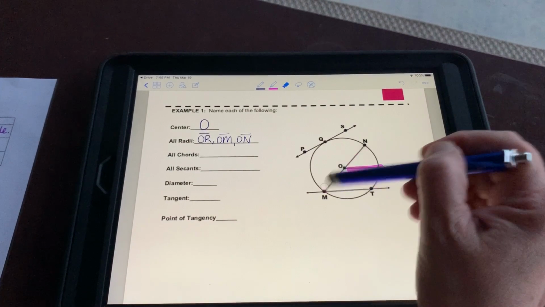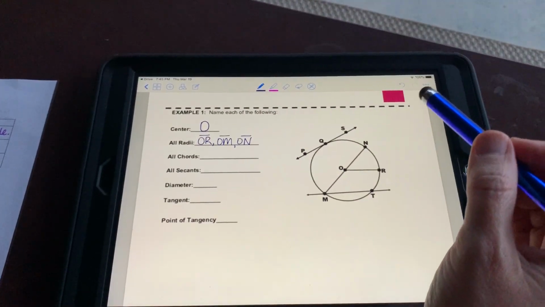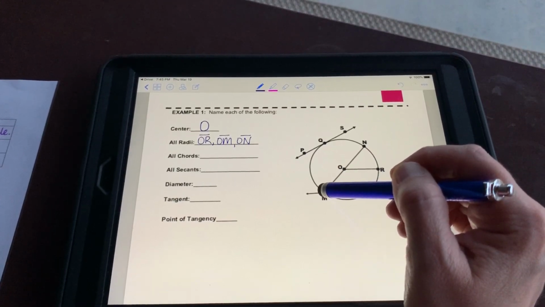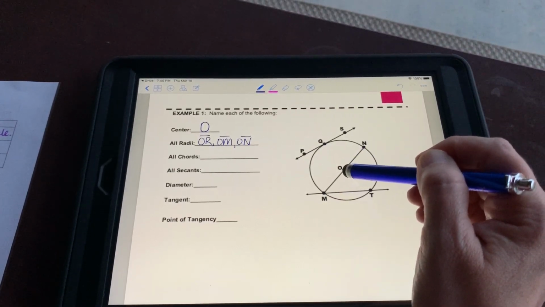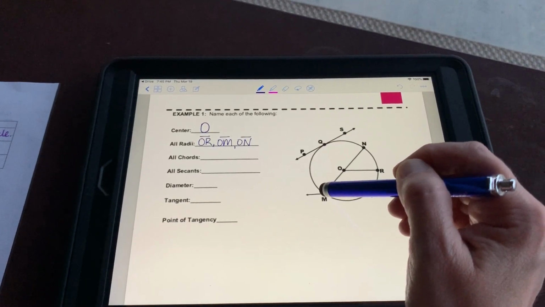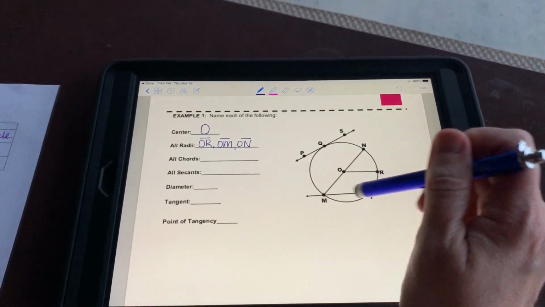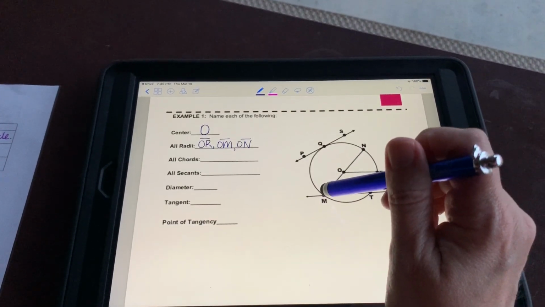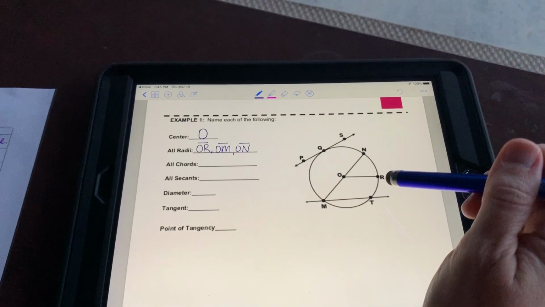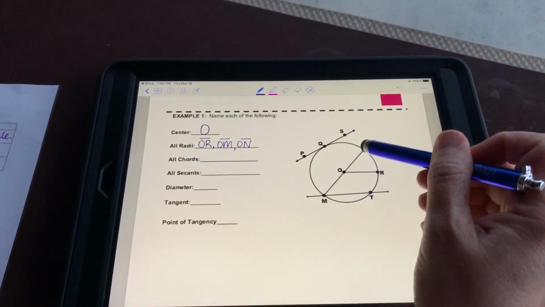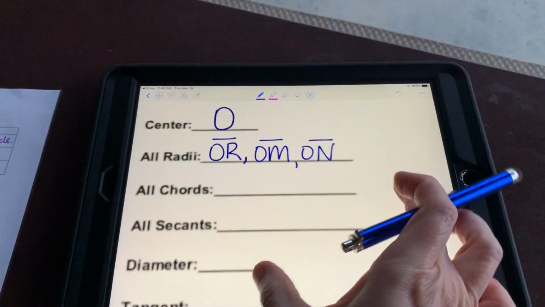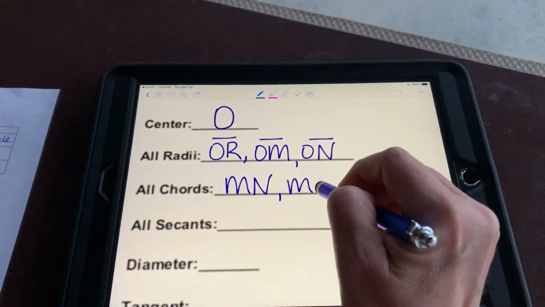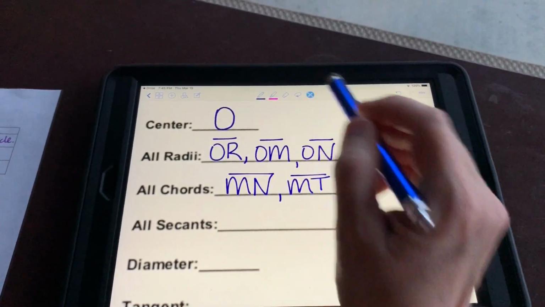The next word that we're going to talk about is chords. We just talked about that on the front page. Remember, it's a segment that hits a circle at 2 points. So we see here one at MN. Even though it goes to the center, that's okay. It's still touching at 2 points, MN. Another one here is MT. Now, it looks like it's a secant because it goes through the circle, but if you write it as a segment, it's considered a chord. So we can say MN and MT are 2 chords. And remember, because they are segments, then we have to label it as a segment, okay?